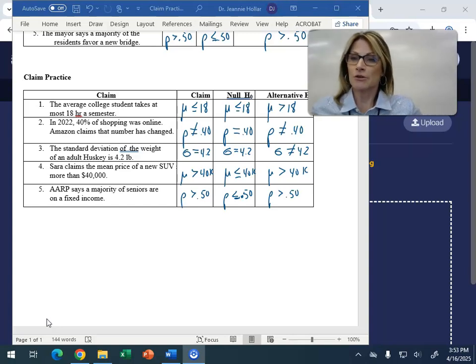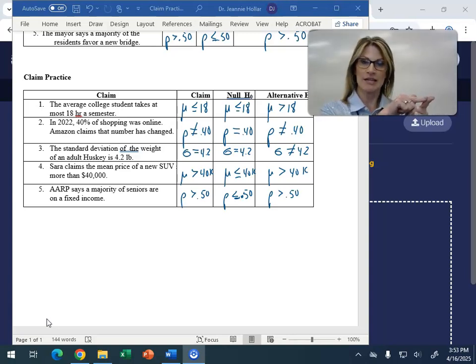Okay, just sort of talking through these. At most, 18 hours would be less than or equal to 18 hours. Since that's an equal sign, it's your null. The opposite of that would be greater than 18 hours. Changed means it's not 40% anymore. So not equal, that would be your alternative. The opposite of not equaling 40% would mean that it's still 40%. Number 3, the standard deviation is 4.2. That is your null. The opposite of equaling 4.2 is not 4.2.